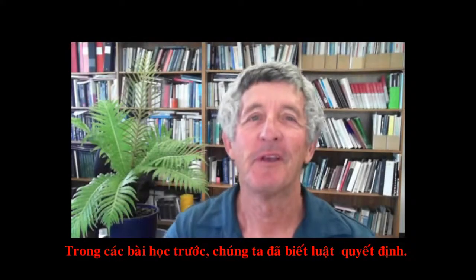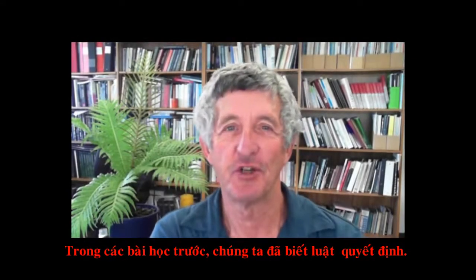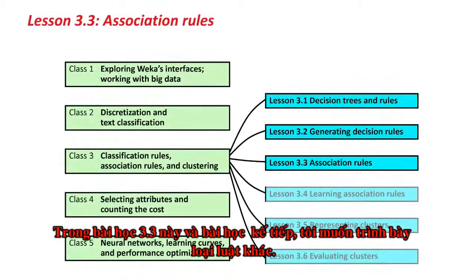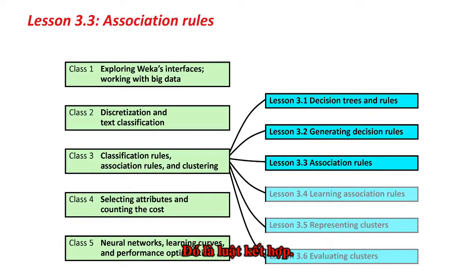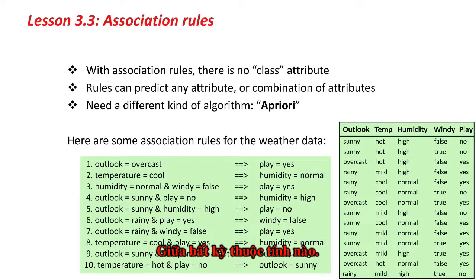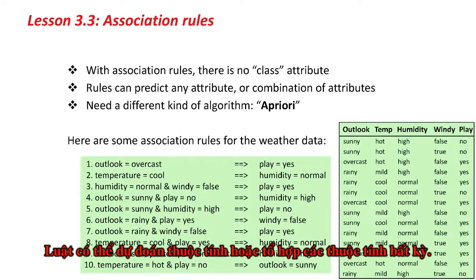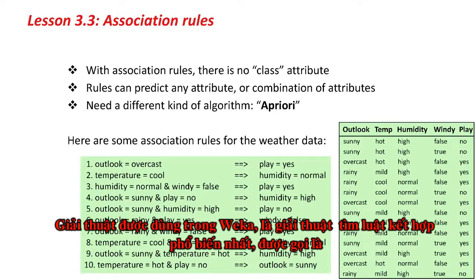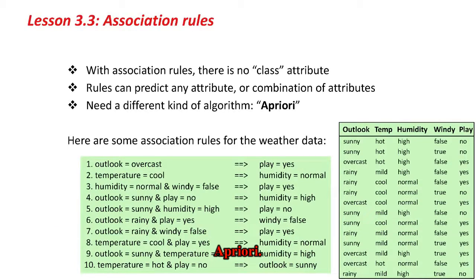Hello again. The last couple of lessons we've been looking at decision rules, and in this lesson, lesson 3.3, and the next one, I want to look at a different kind of rule, association rules. Association rules are about finding associations between attributes, between any attributes. There's no particular class attribute. Rules can predict any attribute, or indeed any combination of attributes. And for this, we need a different kind of algorithm. The one that we use in Weka, the most popular association rule algorithm, is called Apriori.